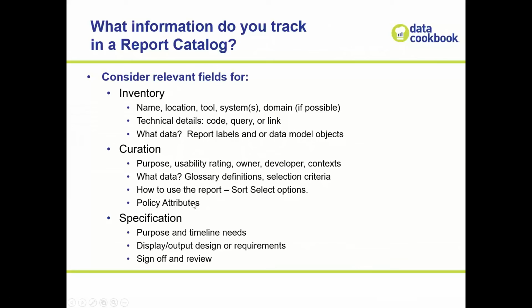The other point of curation is these policy attributes. So tagging, like, is this containing certain types of privacy codes or certain types of data retention policies or sharing agreements or confidentiality or whatever it may be. So these are types of information you want to track from a curation standpoint. Again, the main big difference here is talking about the purpose, usability, and glossary definitions, as opposed to just the raw information.